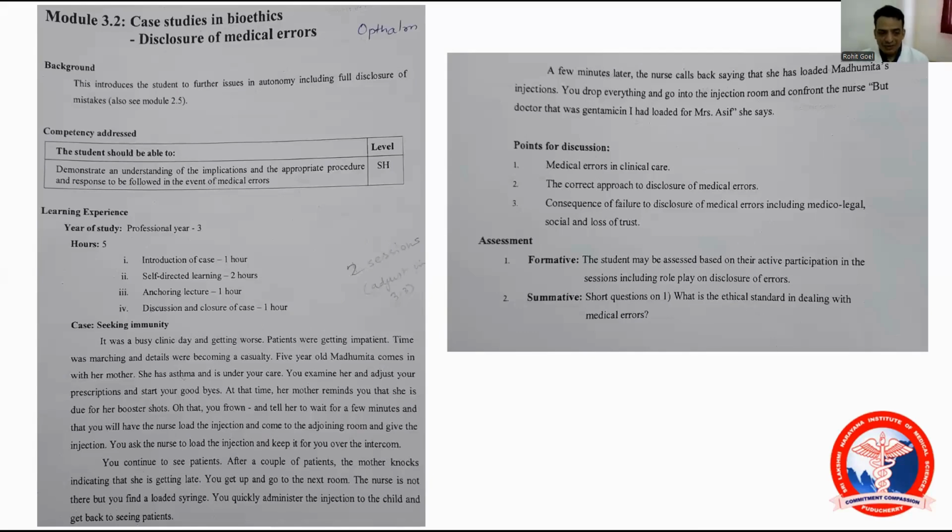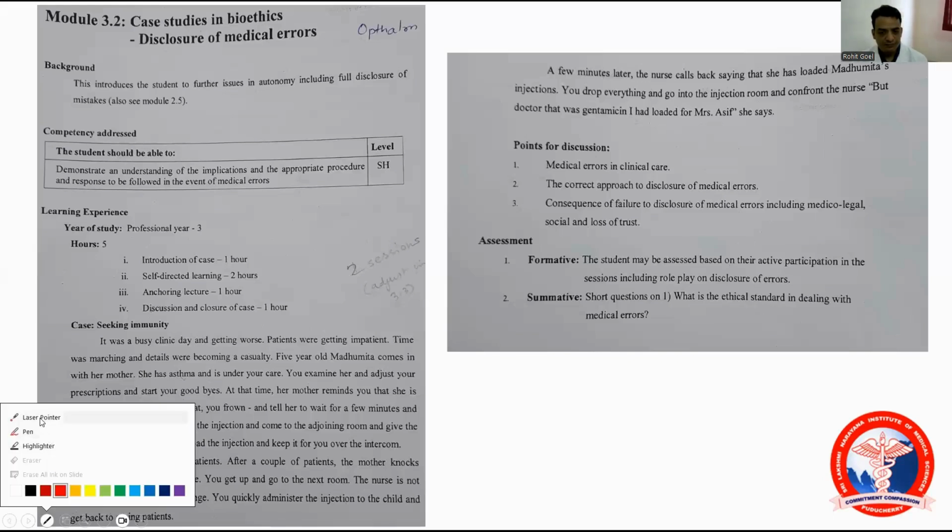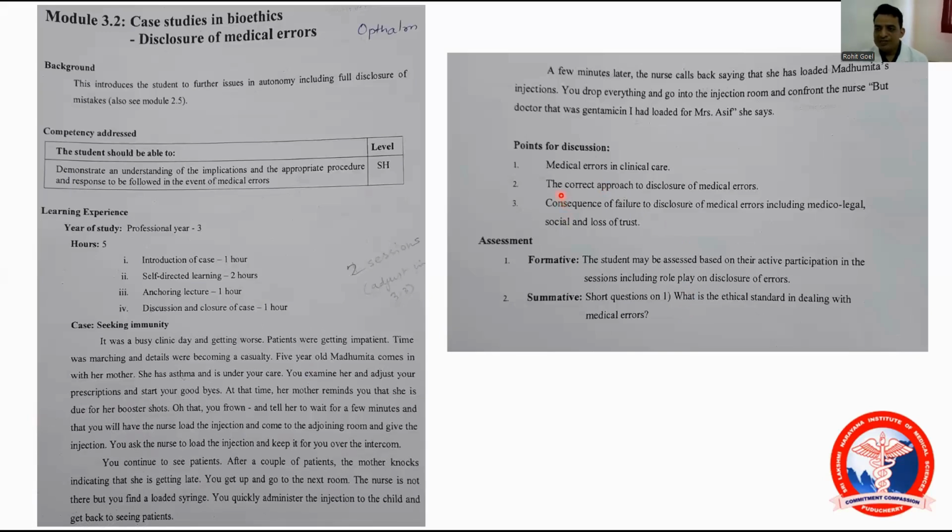From this given scenario, let's discuss medical errors in clinical practice, the approach to disclosure of medical errors, and the consequences of failure to disclose such medical errors, including the medico-legal aspect, social aspect, and loss of trust. So these points have been asked by the AETCOM module for discussion with respect to the medico-legal, social, and loss of trust aspects when a doctor fails to disclose the medical error.